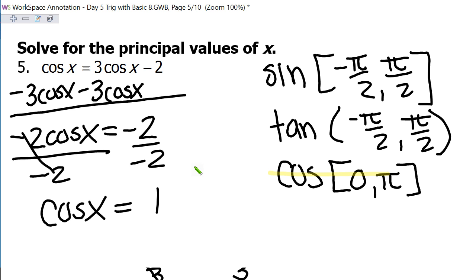So what angle has a cosine of 1? 0. What about 2 pi? 0, 2 pi, they're at the same spot, right? 2 pi, is that within that interval of 0 to pi? No, so 2 pi could not be included as an answer, so it's just 0.